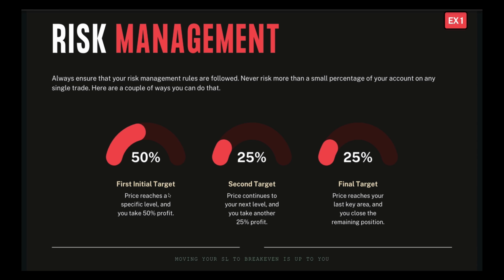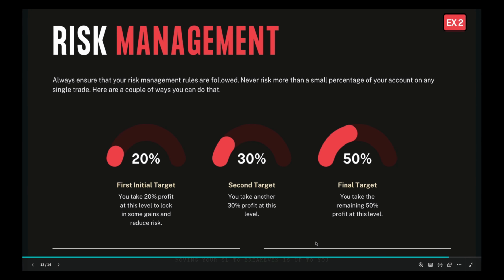Or guys, you could also do this for your first initial target. Let's say you're not targeting anything specifically like an order block or a fair value gap or a fib level. It's just your first initial target that you would normally go for as part of your trading plan. You can take 50% off there. Okay, and then for your first order block, you can take 25% off there, and then for your second order block, you can take the final 25% there. And as always, I have my little warning: moving your stop loss to break even is up to you.